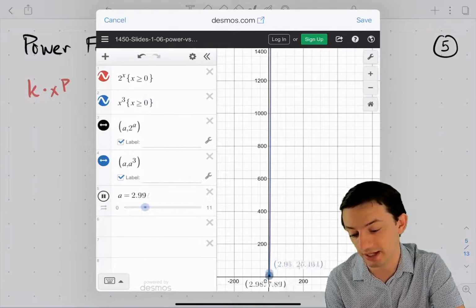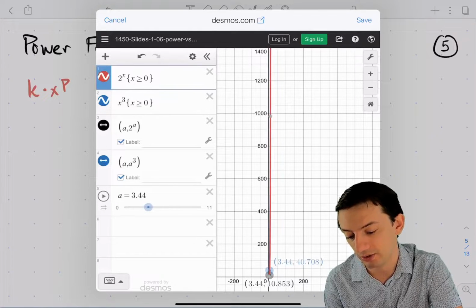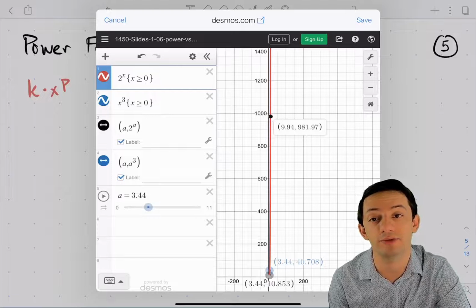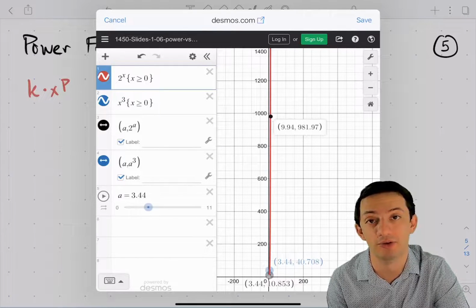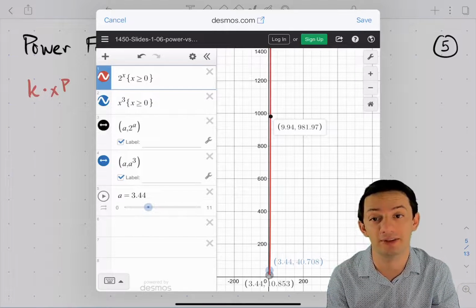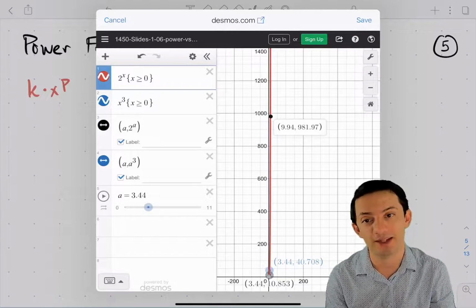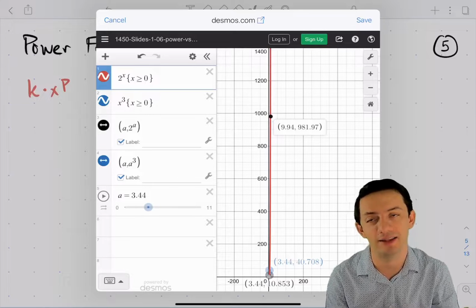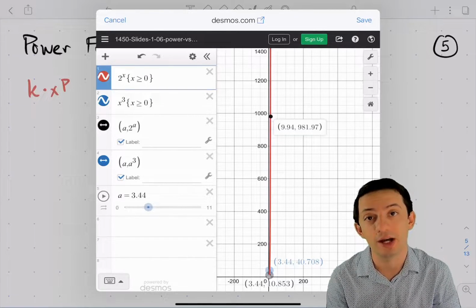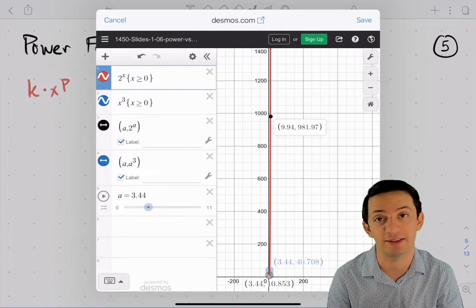In this case, they intersected somewhere around here, I think. In fact, that's where. So 9.94. That's the value of x where they're finally equal. But it happens at a height of 981.97. And then once you get past that, once you get to 10 and beyond, the exponential is bigger. So it's always bigger, and much, much, much bigger, but sometimes it takes a while to reach that status.